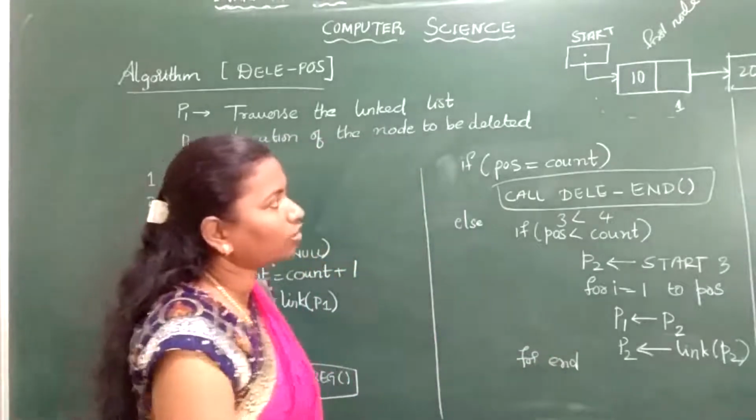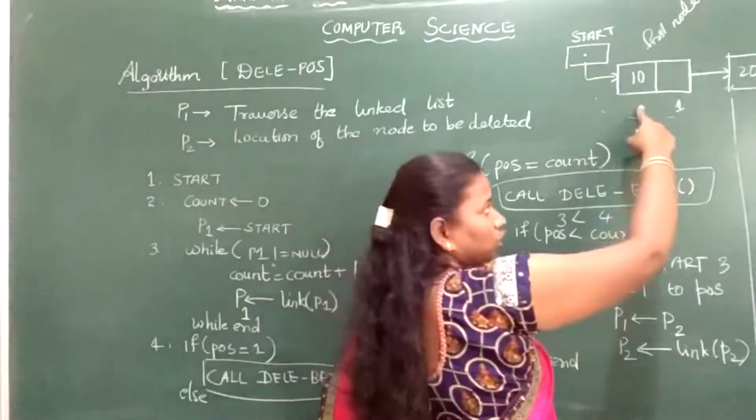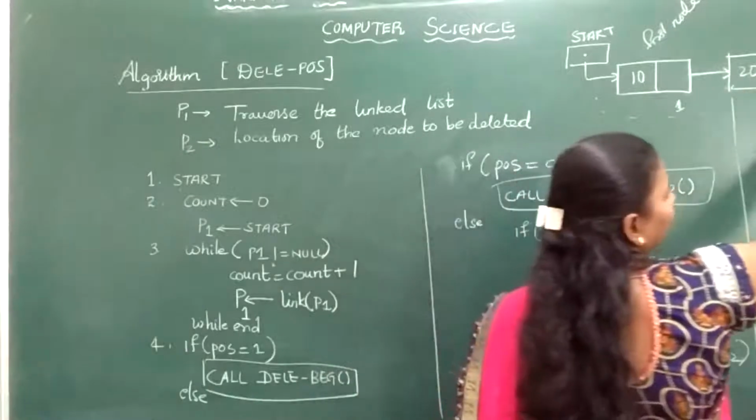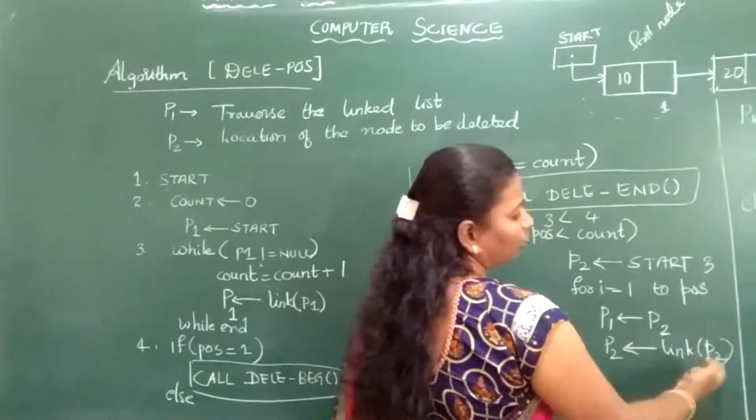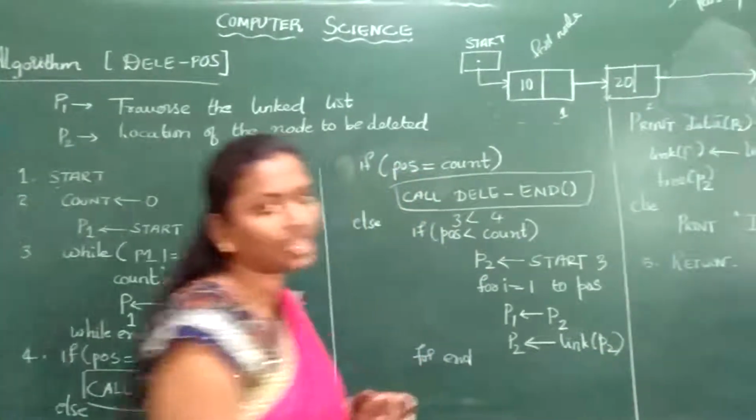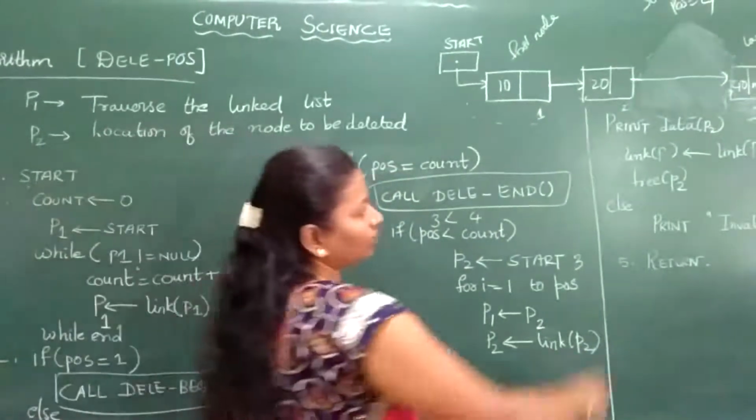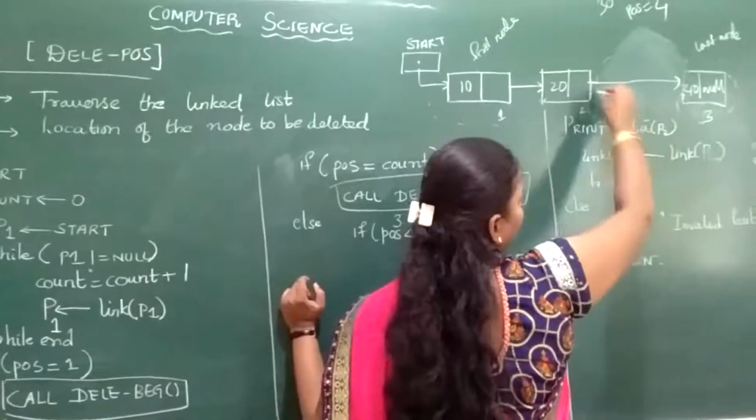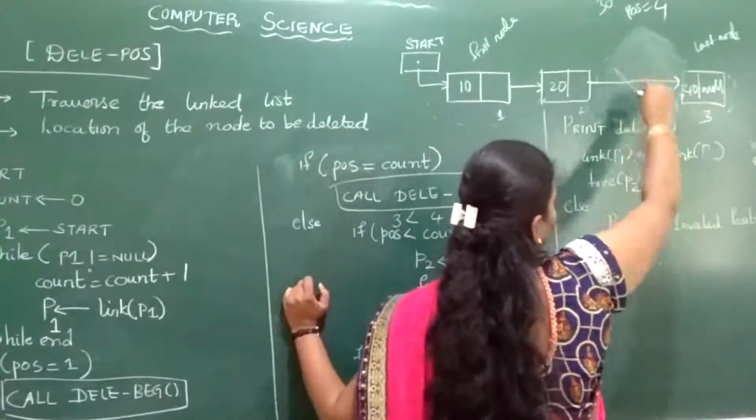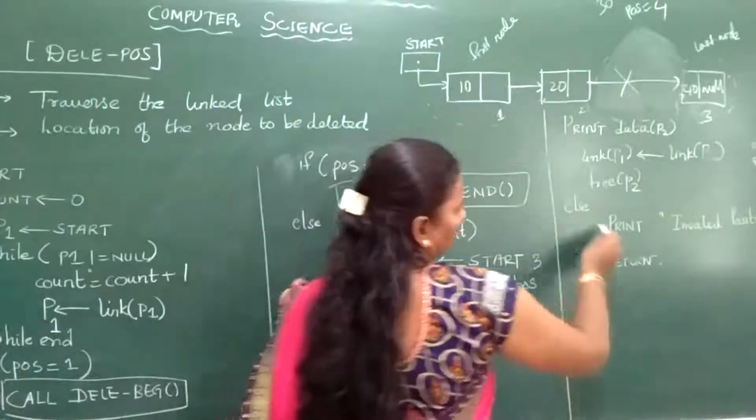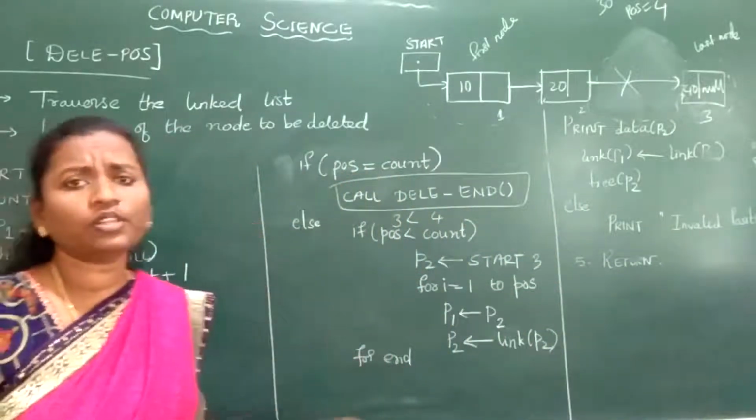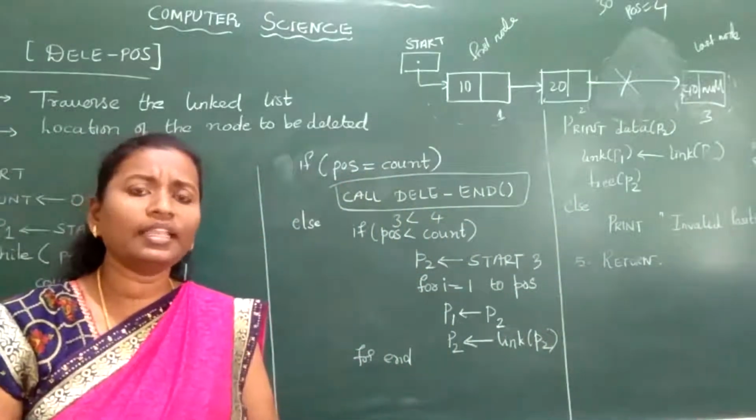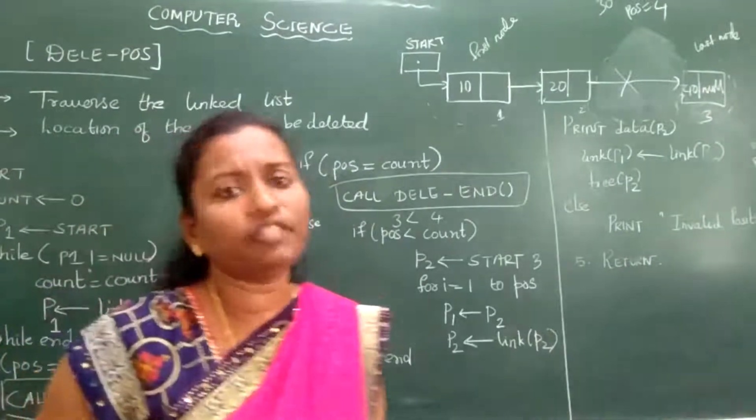For I is equal to 1. First I will check here. Is this the position? No. Is this the position? No. Here I had 3. Yes, that is my position. Now I interchange the link. Now P2 will have the exact location where the element is to be deleted. So by using this, I will just give the link to the last one and I delete the given element. Else it will print that invalid position. Okay, this is about the algorithm to delete the element at the given position.